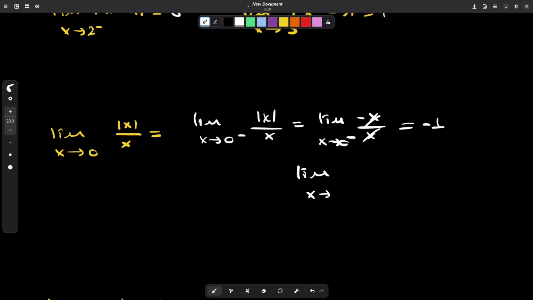Limit from the right side. This time, absolute value of x over x. I am greater than 0, so this is a positive value. x approaches 0 from the right, x over x. This limit is 1. Since these are not equal, we will say this limit does not exist.